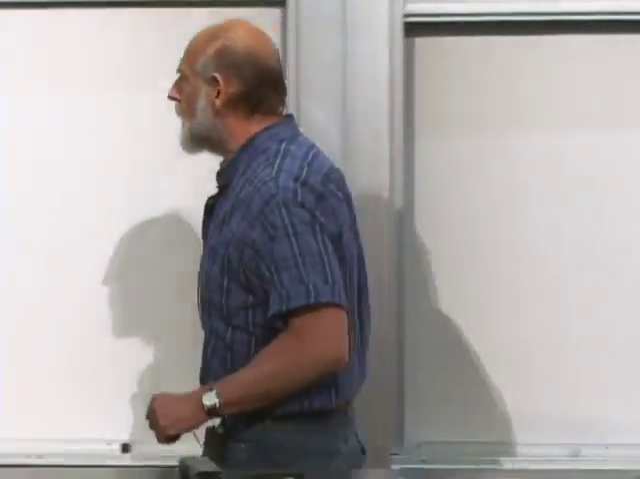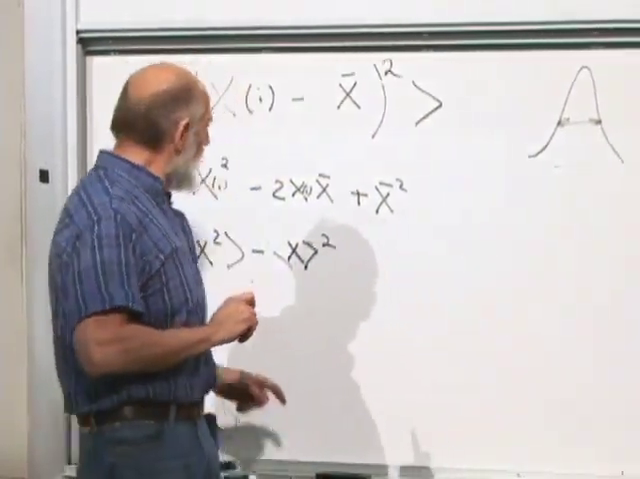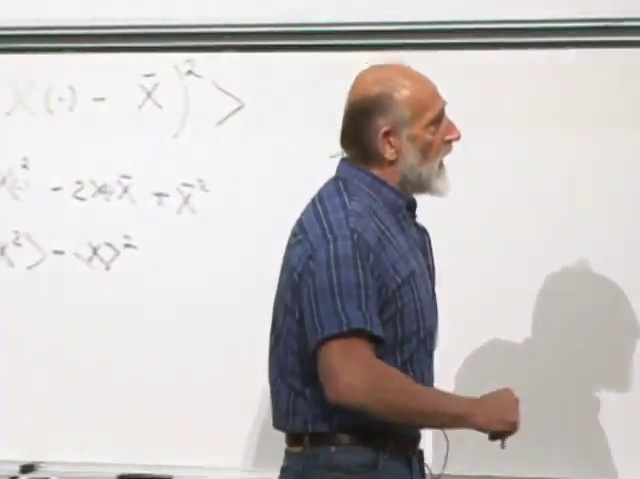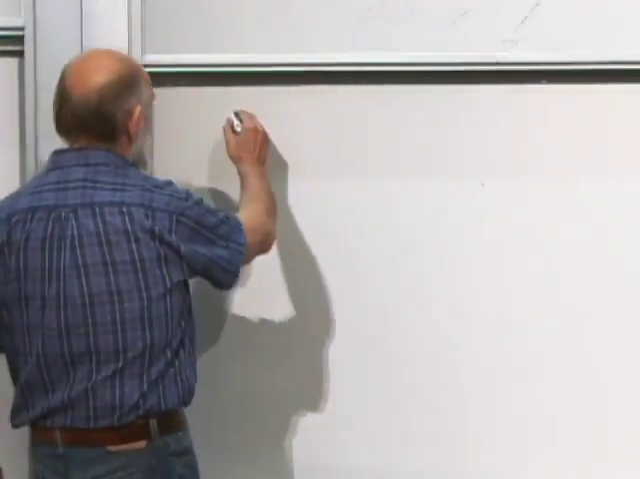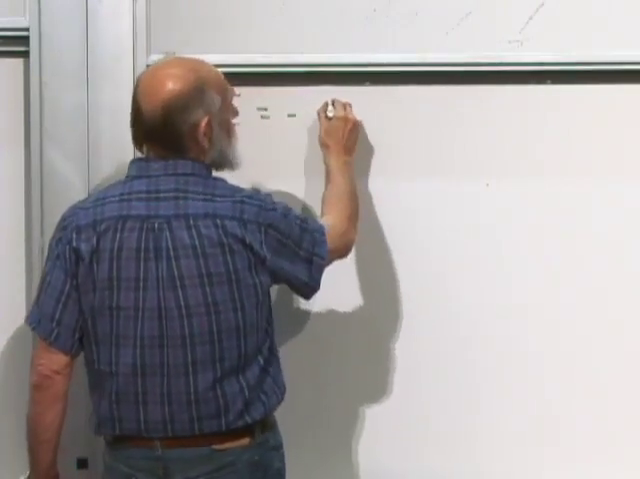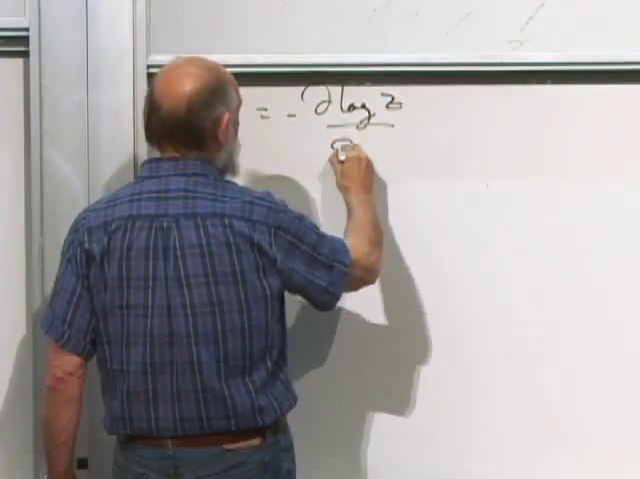But let's see how well we can do, how far can we go in calculating this variance for energy. We've calculated the average of the energy. Let's write down the formula. The average, there it is right here. But let me write it up here. The energy is equal to minus the derivative of log Z with respect to beta.